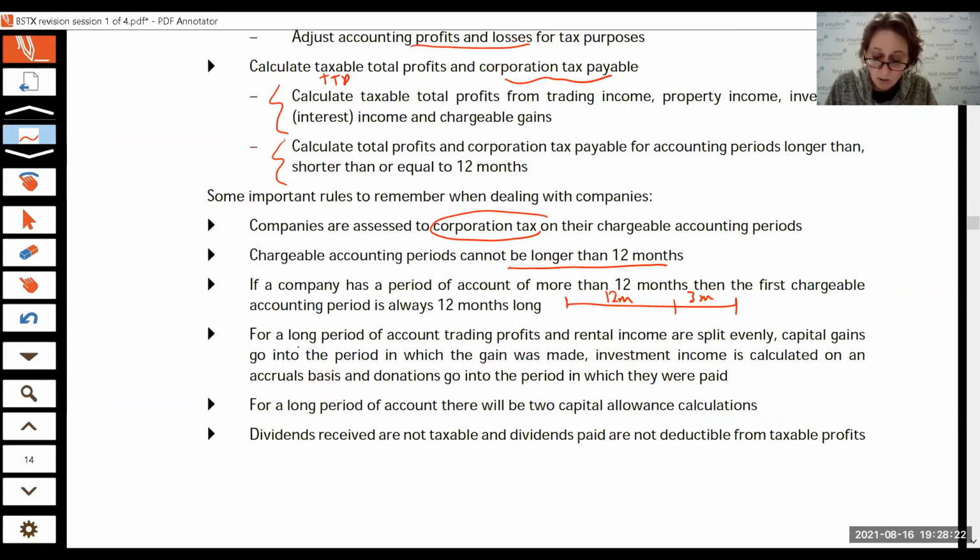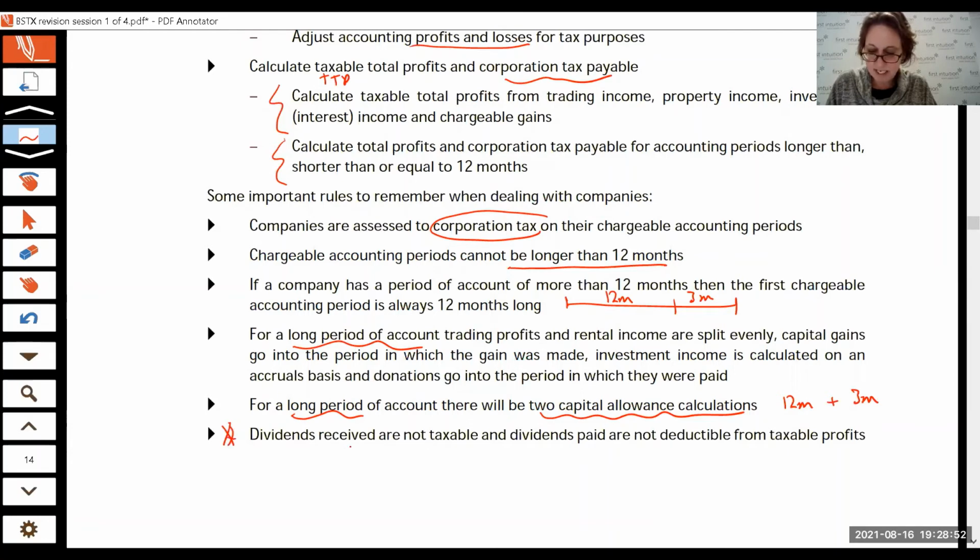And if we do have a long period, how do we split things? Well, that's what I just showed you in the reference material. It told you very specifically. Time apportion profits, time apportion interest. The gain depends on when you got the cash. So you follow the rules in the reference material. For a long period, you have 2 capital allowance computations, a 12-month and a 3-month perhaps.